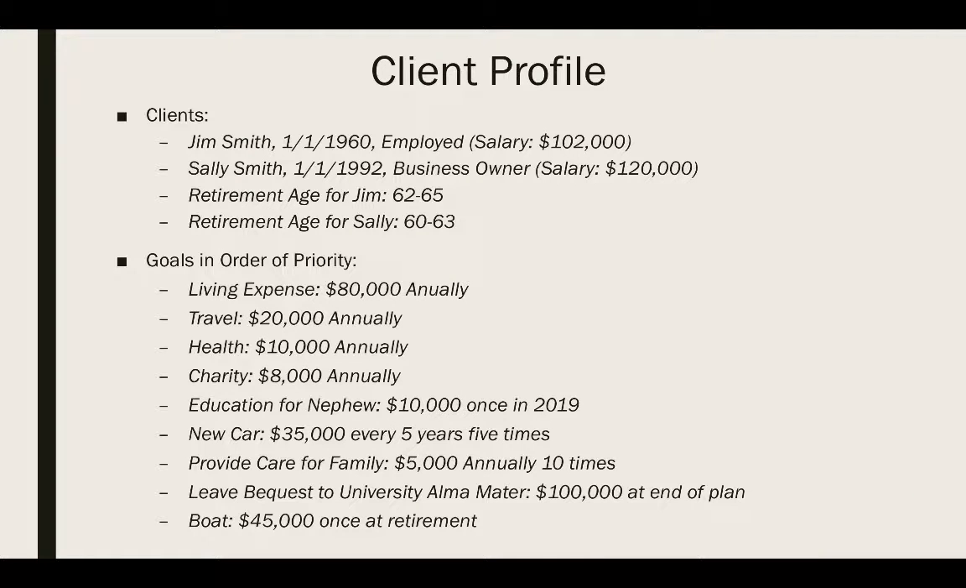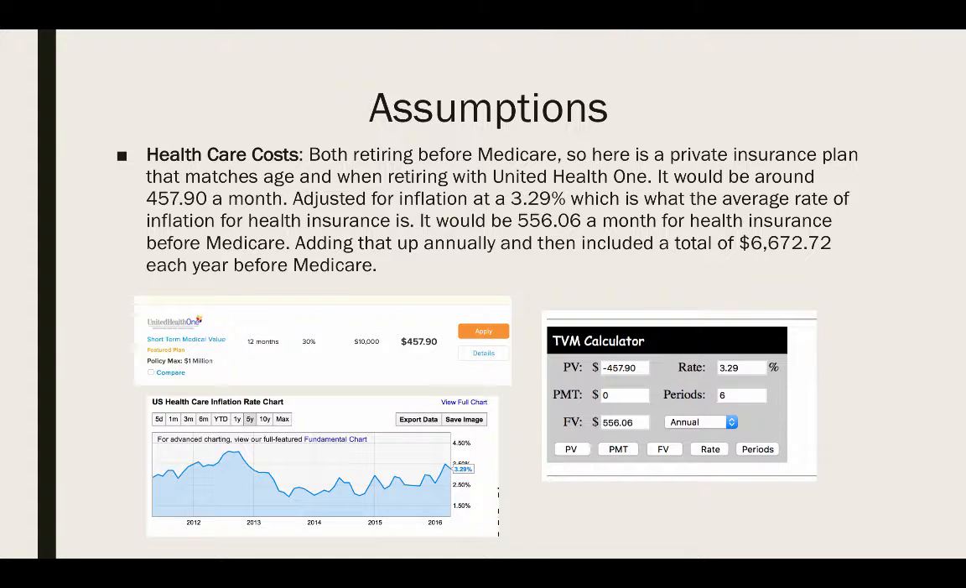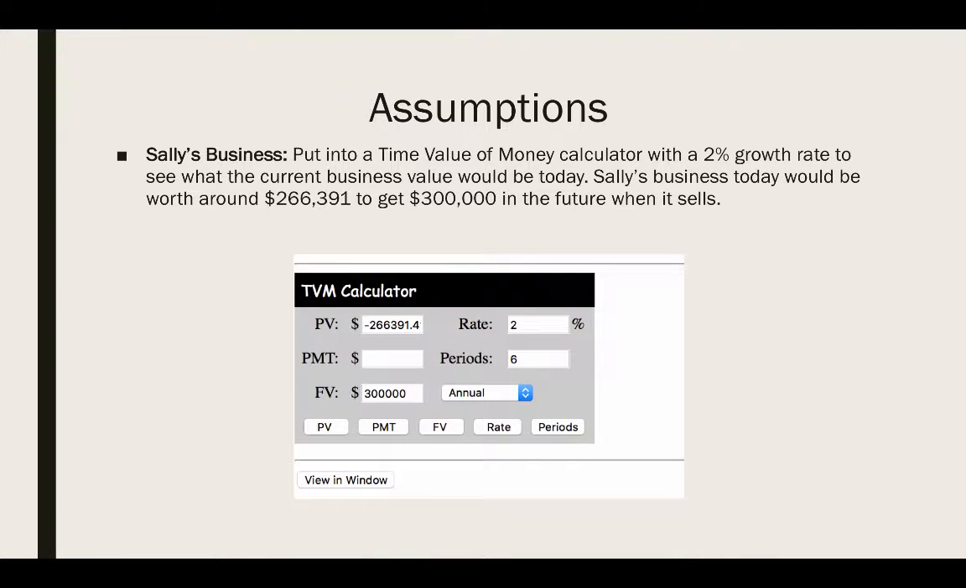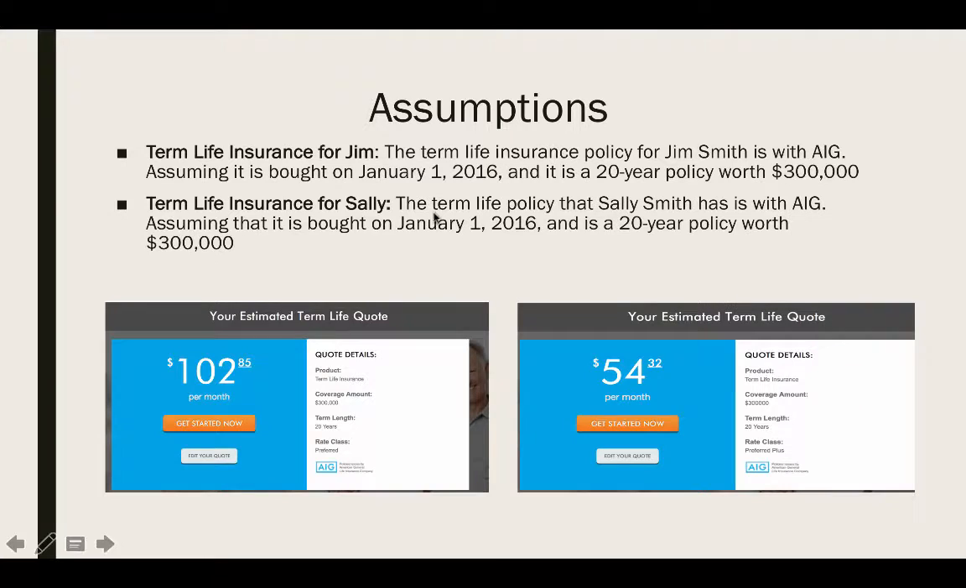This is an overlook of the client profile. This includes all of their information and their goals of what they would like to do within their retirement plan. Here are the assumptions that I have within their plan. Their healthcare cost of all of their different insurance, like before Medicare, because they're supposed to be retiring before Medicare. Here's another assumption: Sally's business, that her business would need to be worth 266,391 to get it to be 300,000 in the future when it sells.